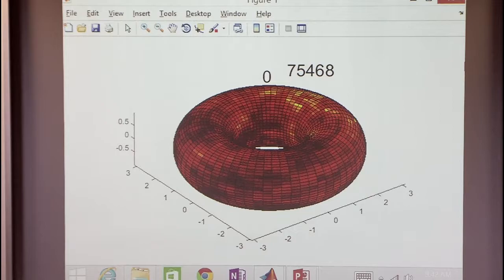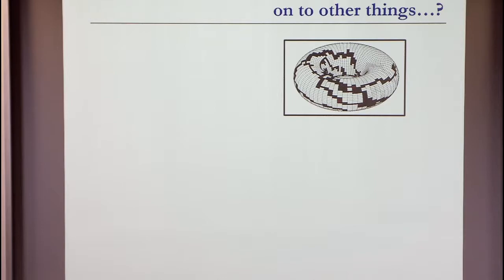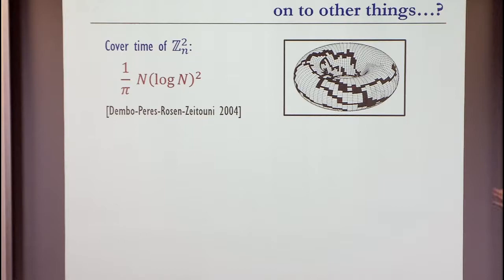All right. So I maybe convinced you that the cover time is a cool thing to study, and that maybe spectral techniques shouldn't have much to say about it. Fortunately for us, Dembo, Peres, Rosen, and Zeitouni actually computed, at least for the torus, the cover time asymptotics exactly. So here little n is the side length, capital N is the number of vertices. So capital N is little n squared.